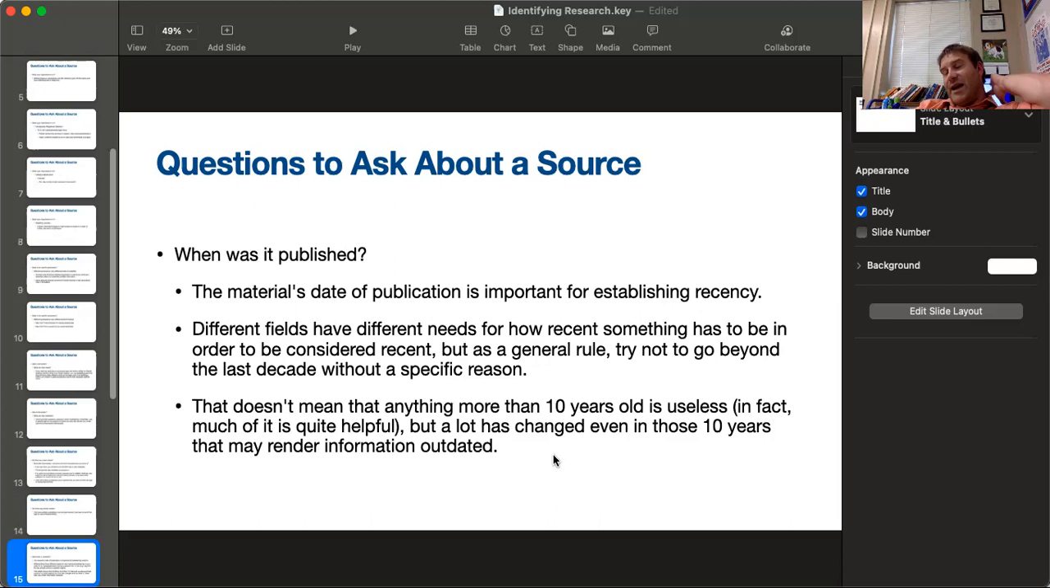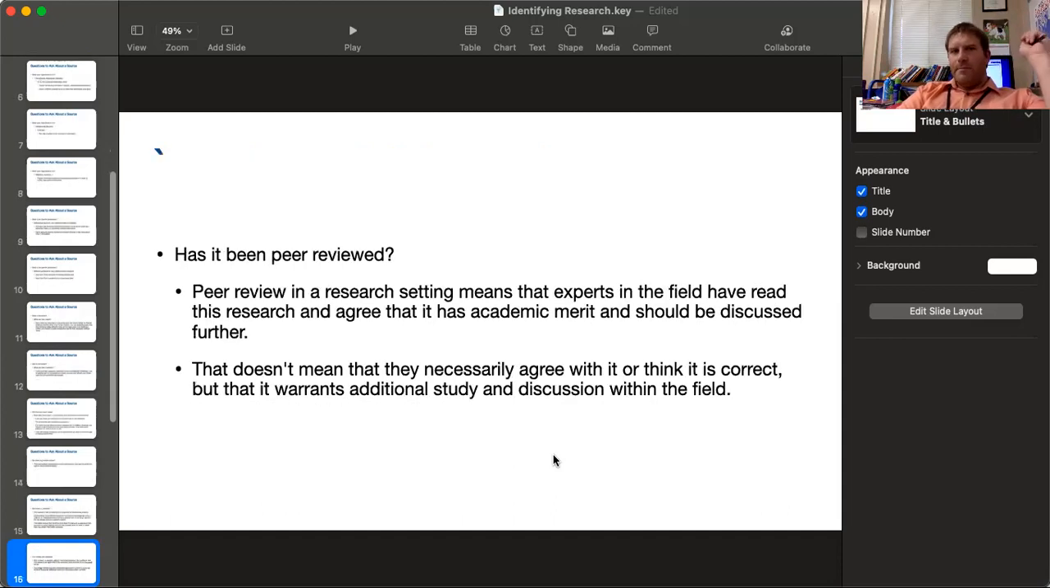rendered that information outdated. When I wrote my giant research project for my master's, a key source when it came to free writing was published in the 80s. But I found sources that built off of that, so I could still bring in the 80s material and say, here's the information that was built off of this, even though it's super old. So it's not completely useless, just the more recent, the better.